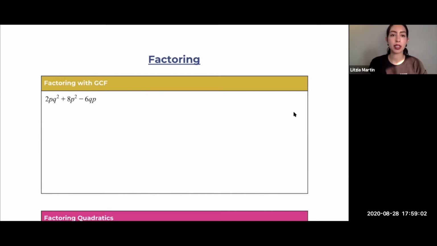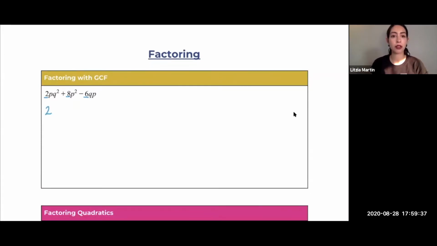So the first method we are going to look at is factoring with GCF, and GCF stands for greatest common factor. So if we look at this first problem, 2pq squared plus 8p squared minus 6qp, what we want to do is look for what do we see here as a pattern. I see the numbers 2, 8, and 6, and what do those numbers have in common? They all have a 2 in common, so I know I'm going to be able to factor out a 2.